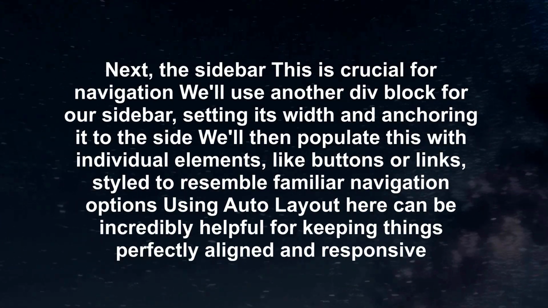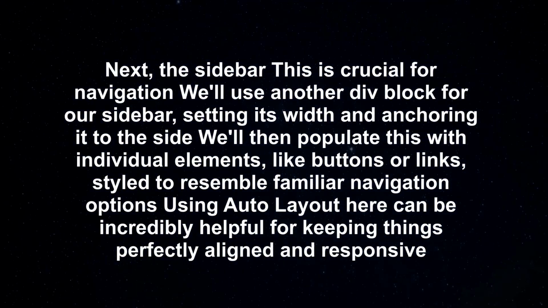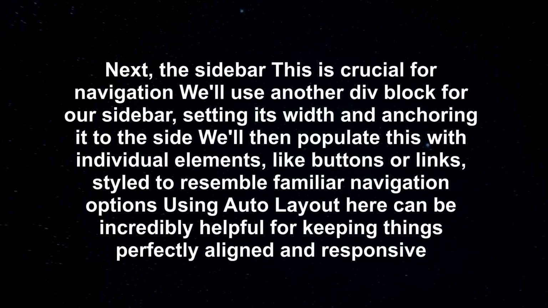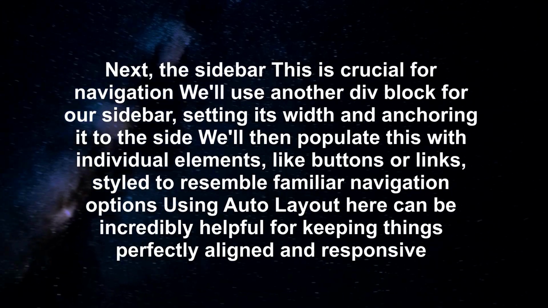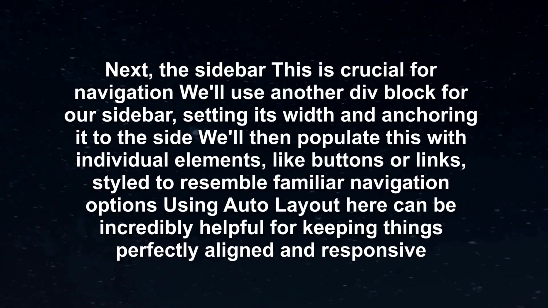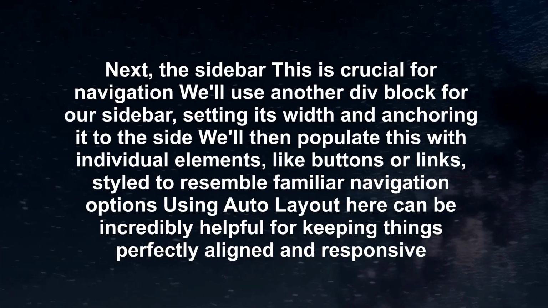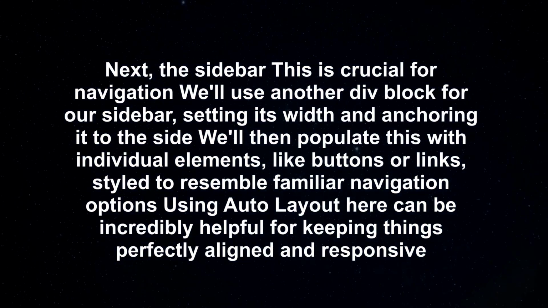Next, the sidebar. This is crucial for navigation. We'll use another div block for our sidebar, setting its width and anchoring it to the side. We'll then populate this with individual elements, like buttons or links, styled to resemble familiar navigation options. Using auto layout here can be incredibly helpful for keeping things perfectly aligned and responsive.